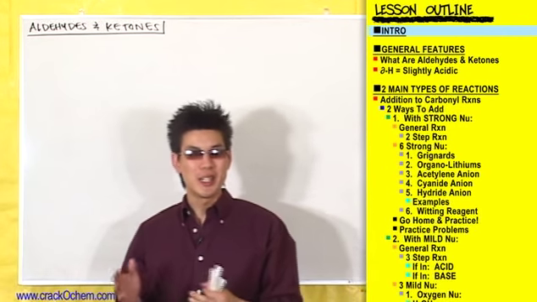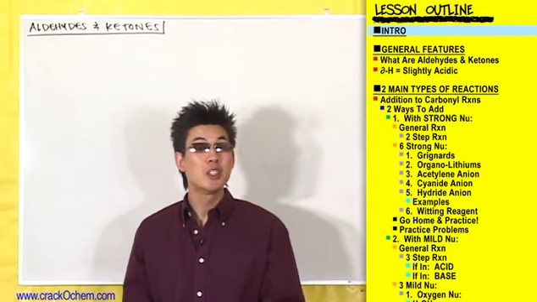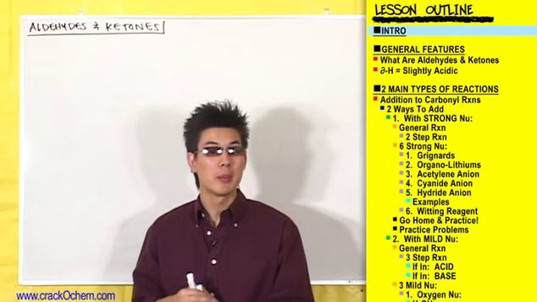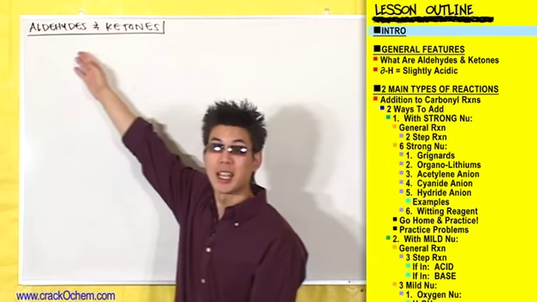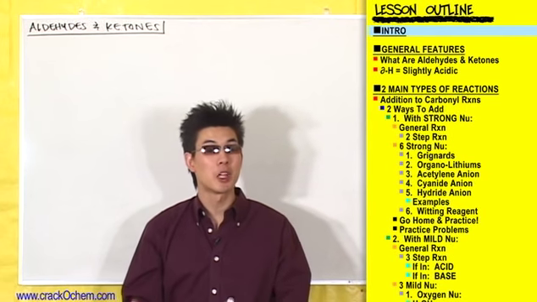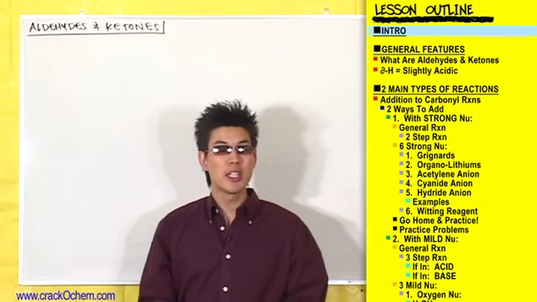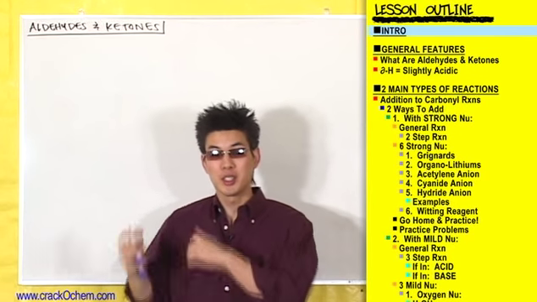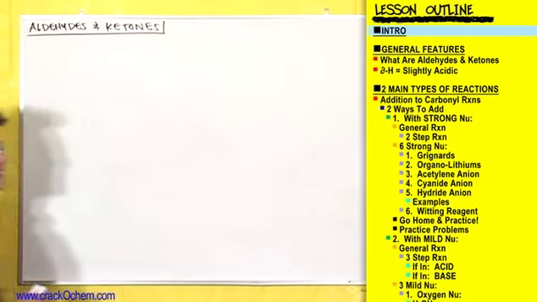Alright you guys, so today we're going to be talking about carbonyl compounds. In particular, we're going to be talking about a type of carbonyl compound called aldehydes and also ketones. These represent a specific type of carbonyl compound. And hey, whenever we introduce a new topic, we always start out by talking about general features. So let's go ahead and write that up on the board.